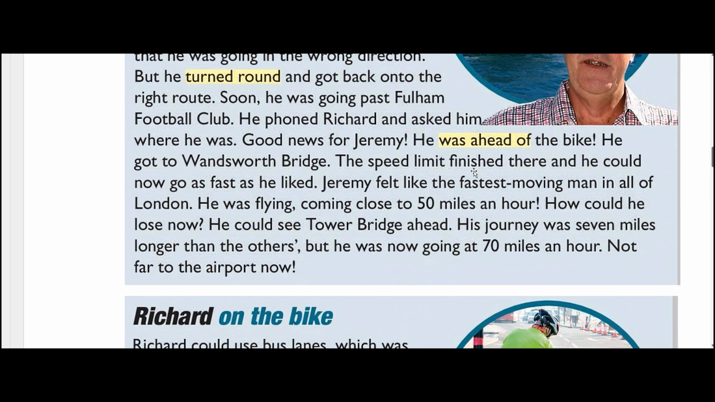Ограничение скорости закончилось там, и теперь он мог двигаться так быстро, как мог себе это позволить. То есть так быстро, как ему бы понравилось. Джереми чувствовал себя, как будто он самый быстро движущийся человек во всем Лондоне. Он просто летел, he was flying, то есть скорость приближалась к 50 милям в час. Как он мог теперь проиграть?